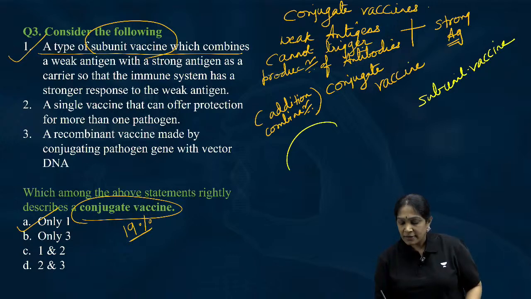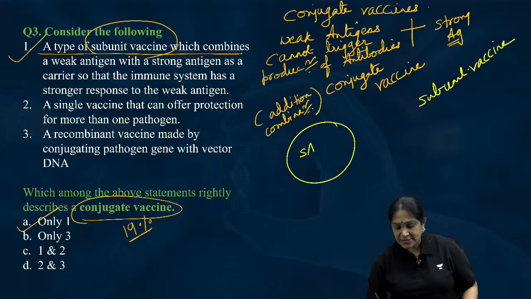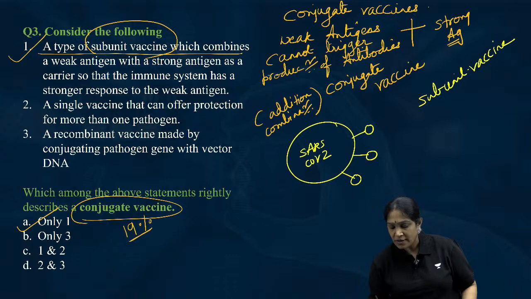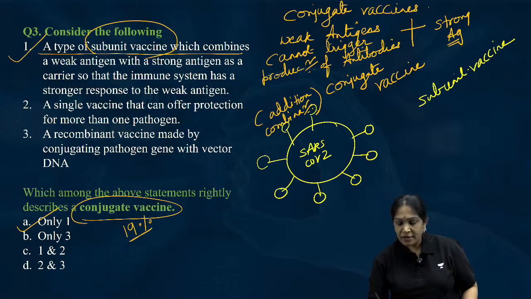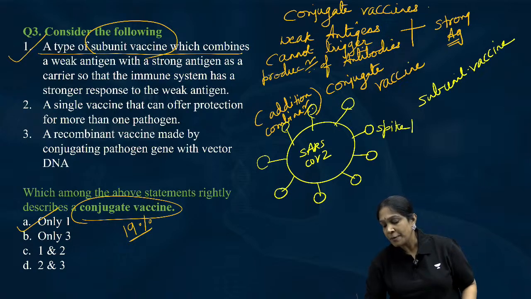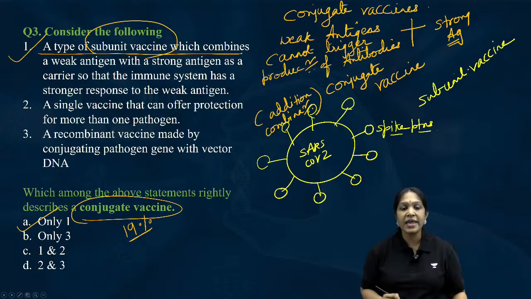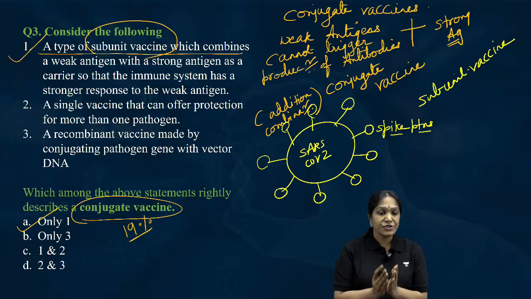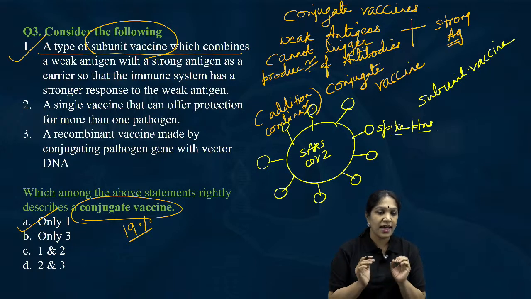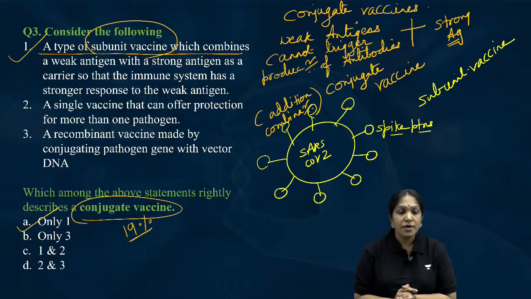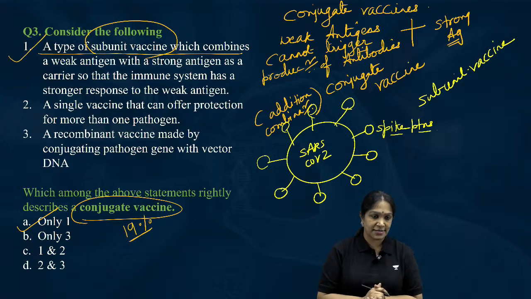You all know that the coronavirus, SARS-CoV-2, will have some spike proteins on the surface. Everybody answer here. What are these small circles called? Spike proteins. They have spike proteins on the surface. Now, if you inject the complete virus as a vaccination, that is called a whole virus vaccine.